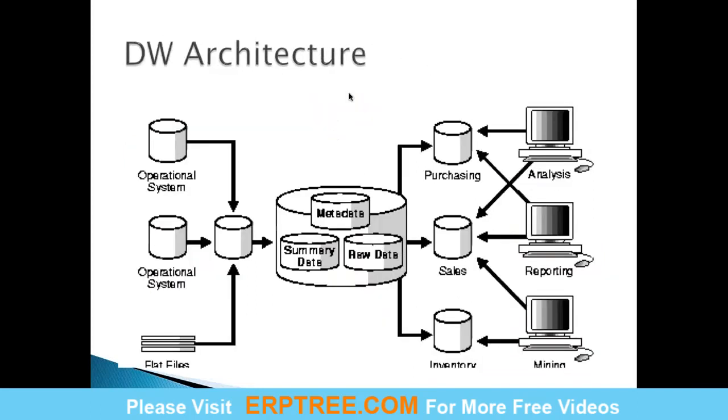Swati, can you go back to the previous screen? I have one question here. Here we have a staging area, right? And next to that we have one more image which refers to metadata, summary data, raw data. Are these two the same, or is staging one thing and this metadata representation different?